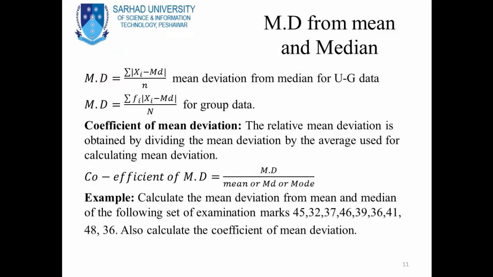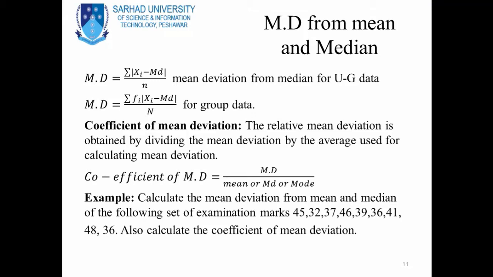Mean deviation according to median. Mean deviation according to median is sigma absolute xi minus md divided by n for ungrouped data, and MD is equal to sigma fi into absolute xi minus md divided by N for the grouped data. Similarly, we can find the coefficients of mean deviations. Relative mean deviation is obtained by dividing the mean deviation by the average used for calculating the mean deviation. So coefficient of mean deviation is equal to mean deviation divided by mean or median or mode.